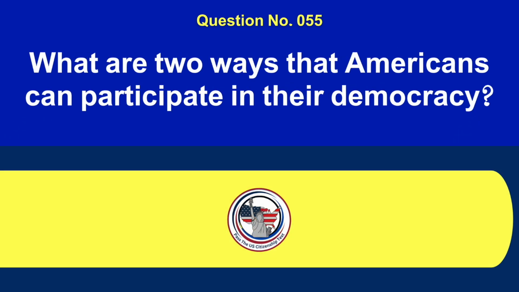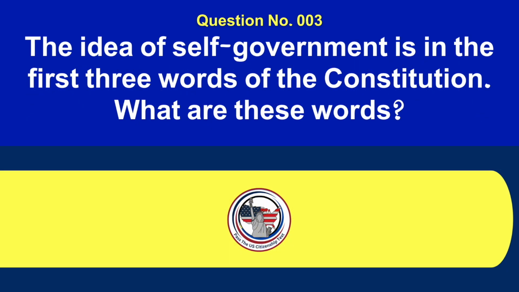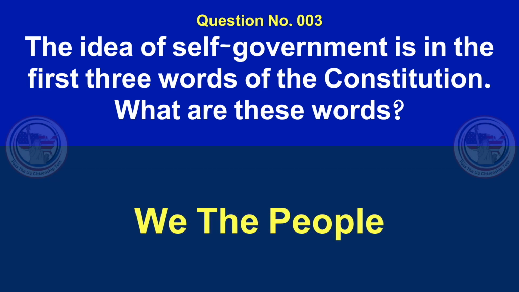What are two ways that Americans can participate in their democracy? Vote. Join a political party. The idea of self-government is in the first three words of the Constitution. What are these words? We the people.